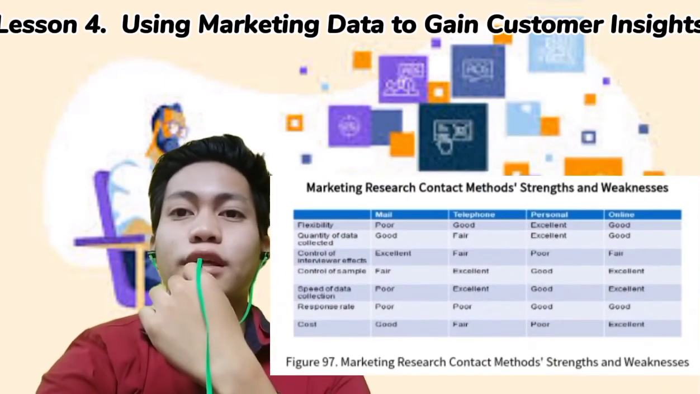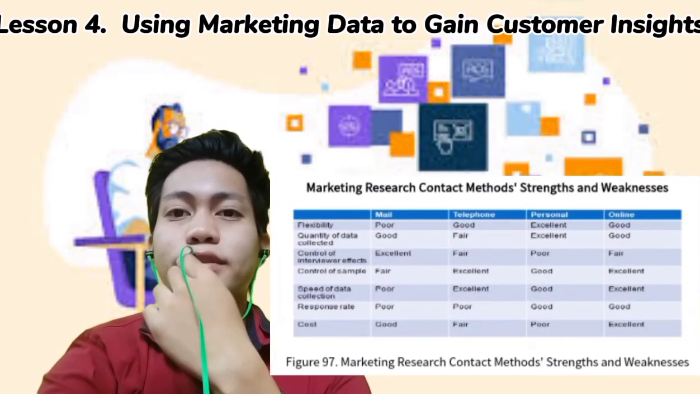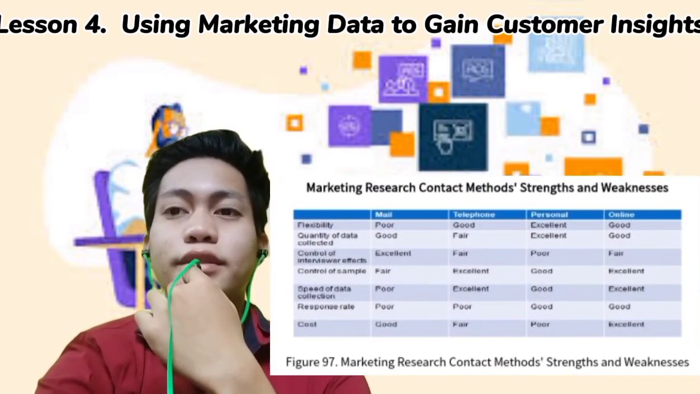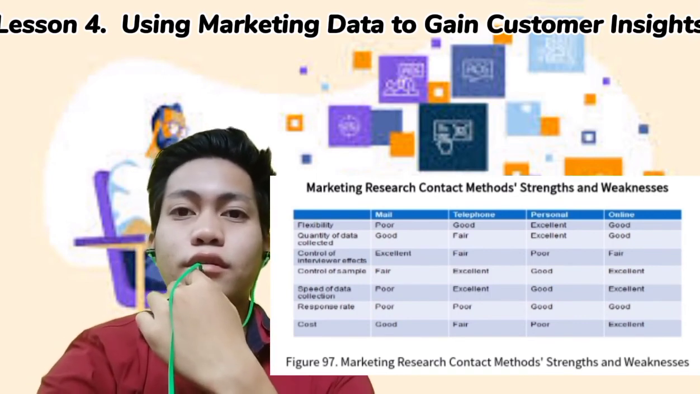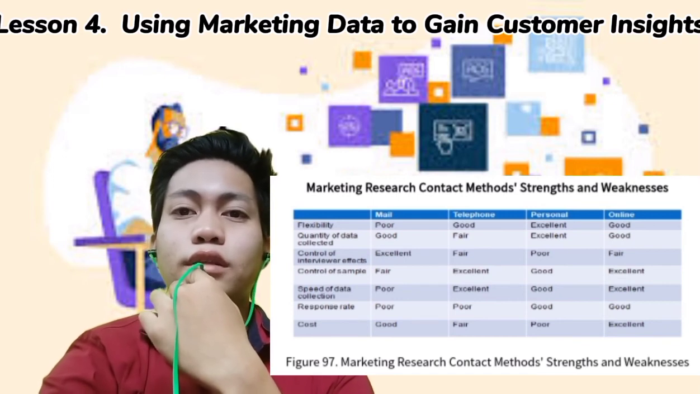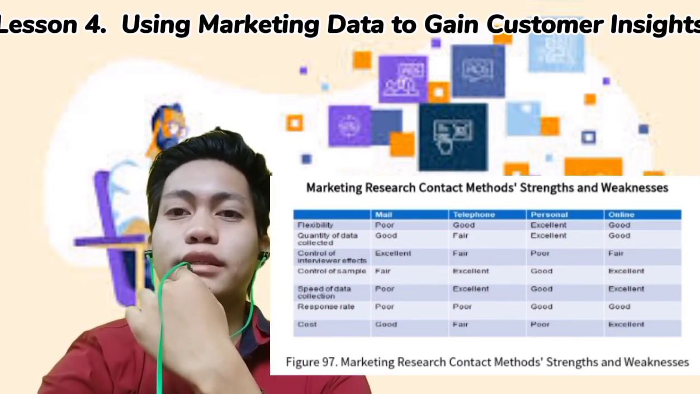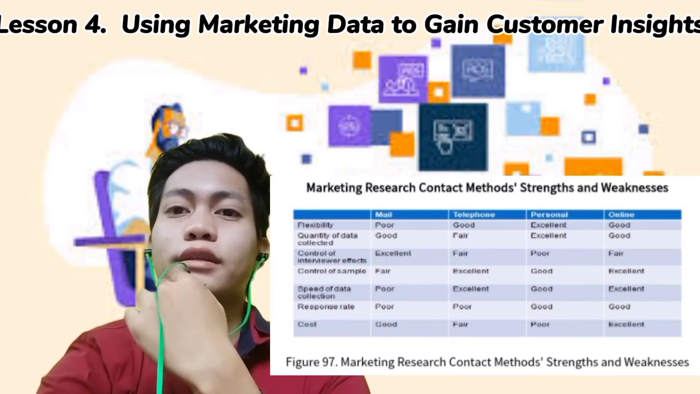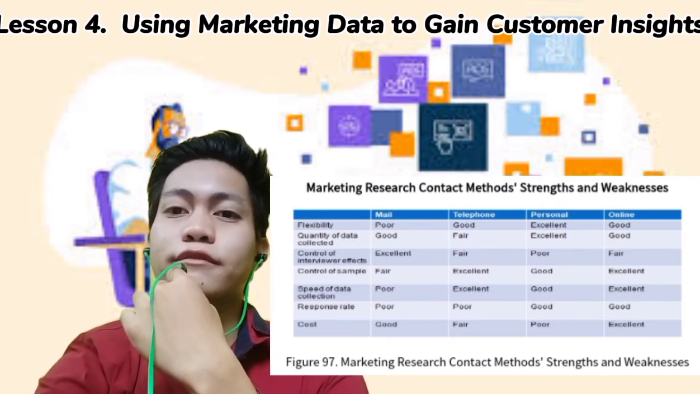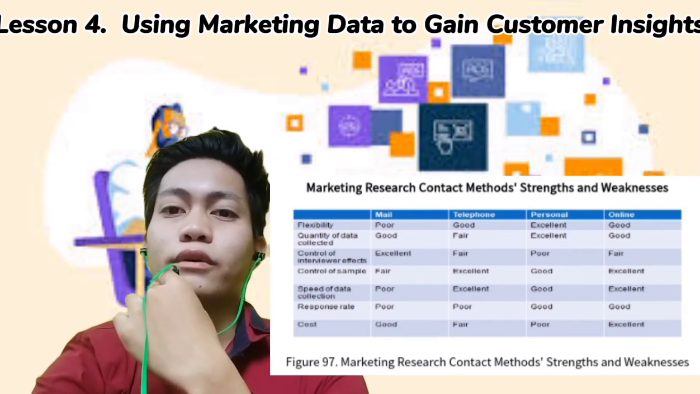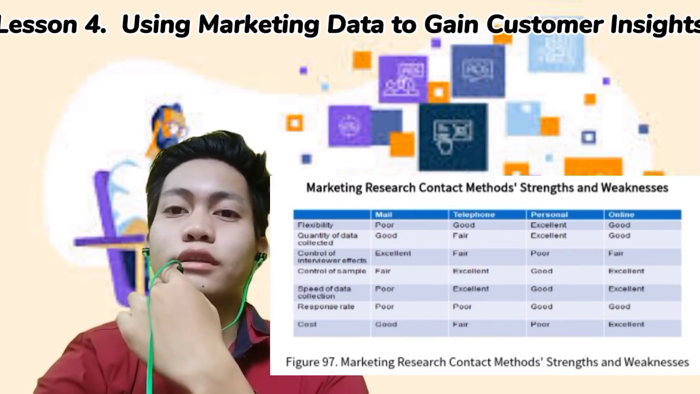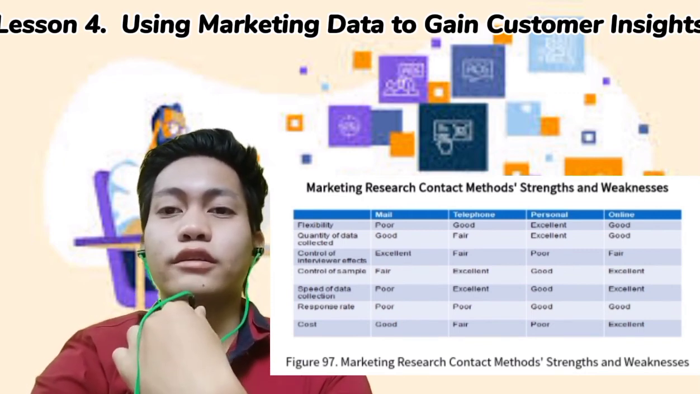Experimental research is the most effective method for obtaining causal information, cause and effect relationships. Marketing research contact methods, strengths and weaknesses. So here we can see the strengths and weaknesses of mail, telephone, personal, and online. You can see the performance on flexibility, quantity of data collected, control of interviewer effects, control of sample, speed of data collection, response rate, and cost.